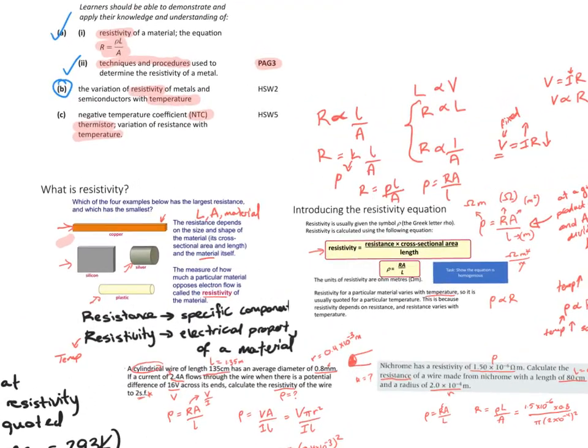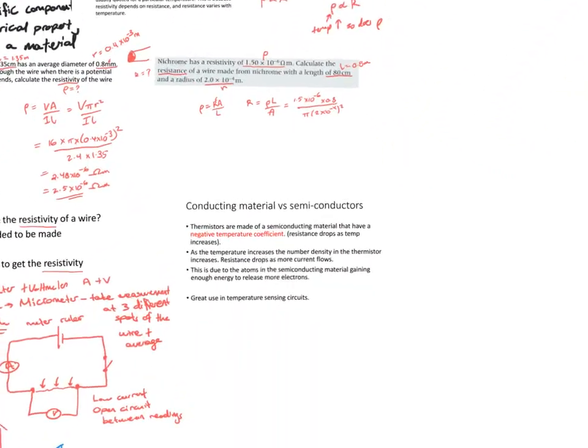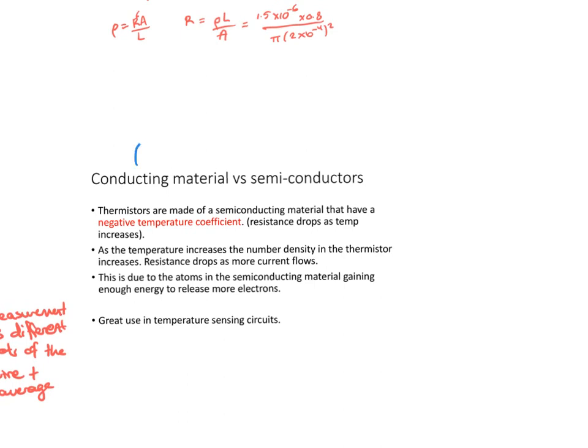So the variation of resistivity of semiconductors and metals with temperature. We already mentioned this, but I will talk about it again. Now, conducting material, we said, if the temperature of the metal increases, so does the resistance, and since resistance is directly proportional to resistivity, resistivity will also increase.